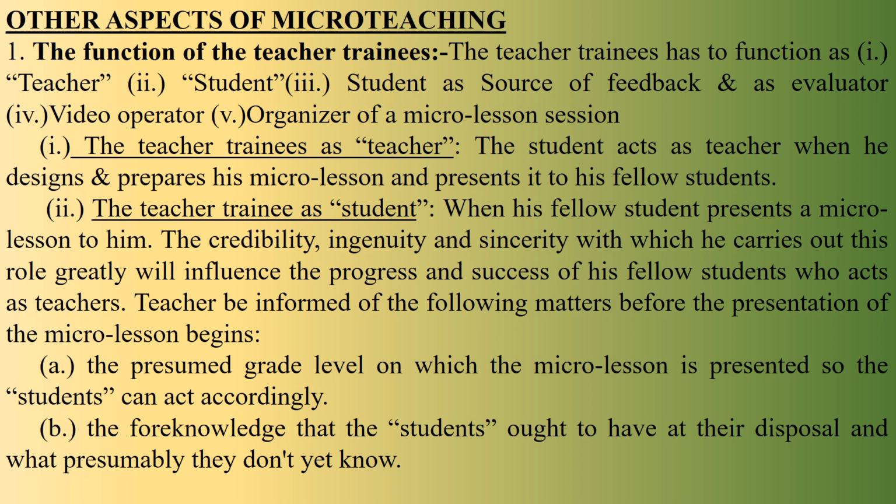In the microteaching situation, the teacher trainee has to function as a teacher, student, source of feedback and evaluator, video operator and organizer of micro lesson session. The teacher trainee as teacher. During a microteaching situation, the student acts as teacher when he designs and prepares his micro lesson and presents it to his fellow students while simultaneously practicing the teaching skill in focus.